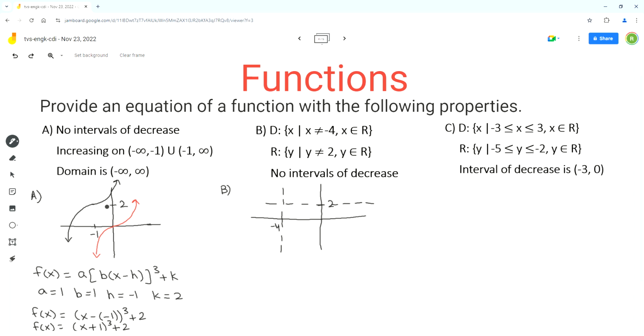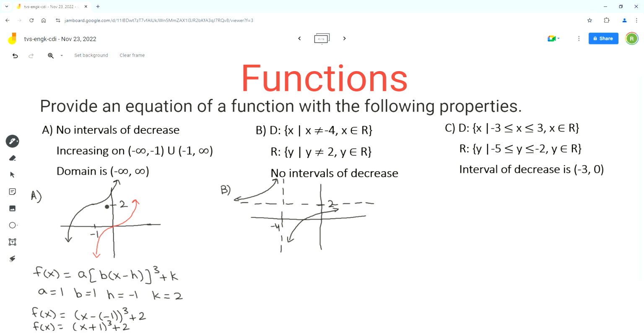As per the problem, this function has no interval of decrease. That means the function is increasing for all x values. That means as we go along the graph from left to right, the function value should increase. The graph of a reciprocal function is shown as two curves. So we can show the curves in this case. So this can be the first curve and this can be the second curve for this function. Now we can write the equation.